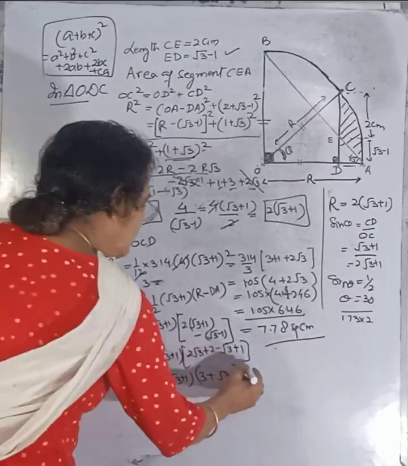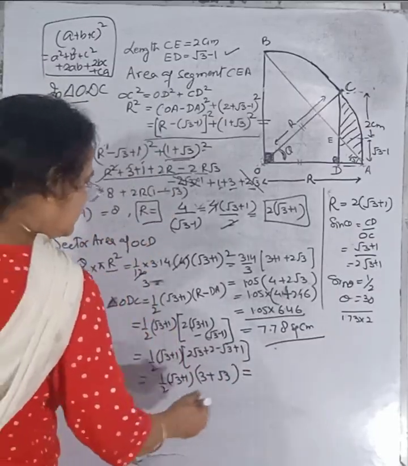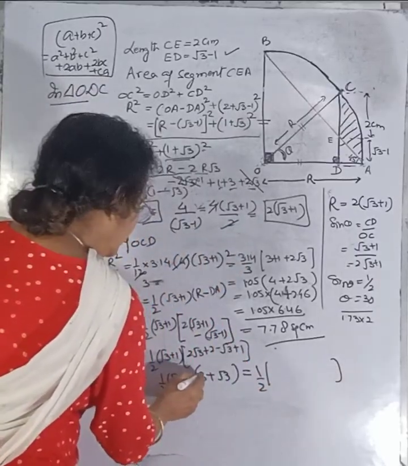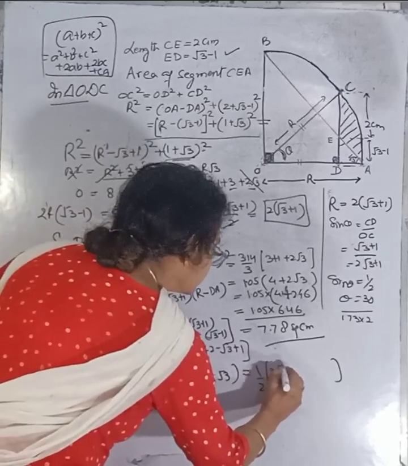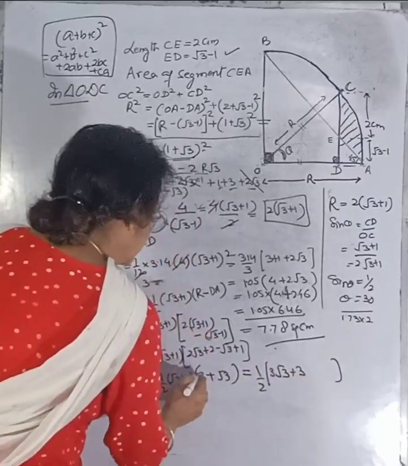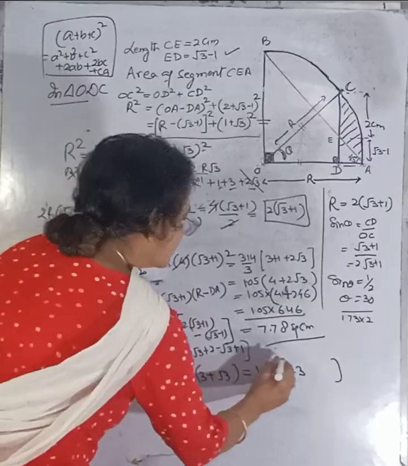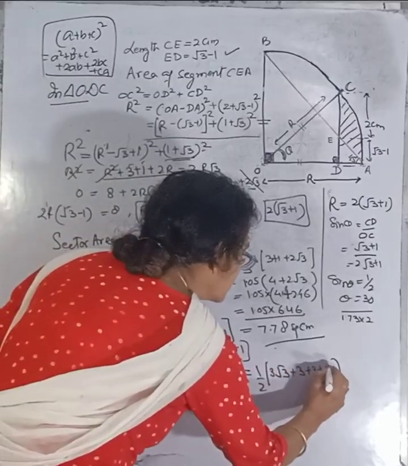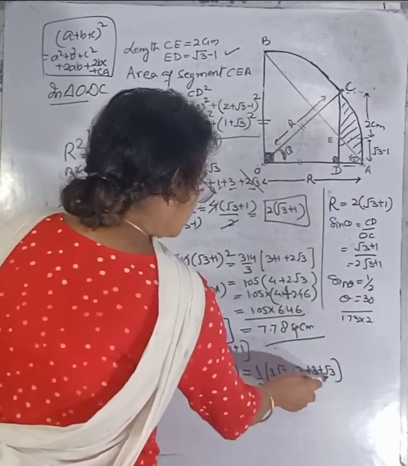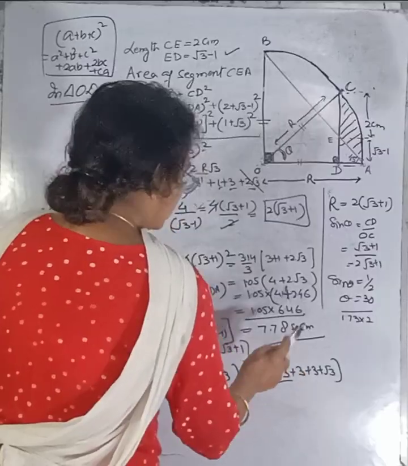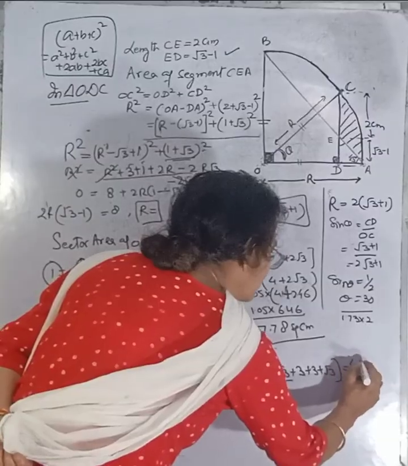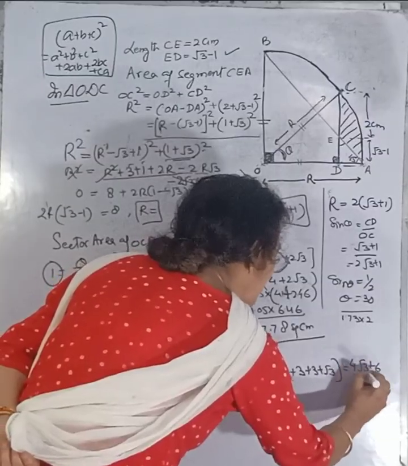Or we can also expand this. 1/2 remains same. Now we get multiplication of these. Root 3 into 3 is 3 root 3. Root 3 plus 3 is equal to plus 3. Now 1, 3 plus root 3. That is 2 times 4 root 3 plus 6. This is 4 root 3 plus 6. 4 root 3 plus 6 upon 2.